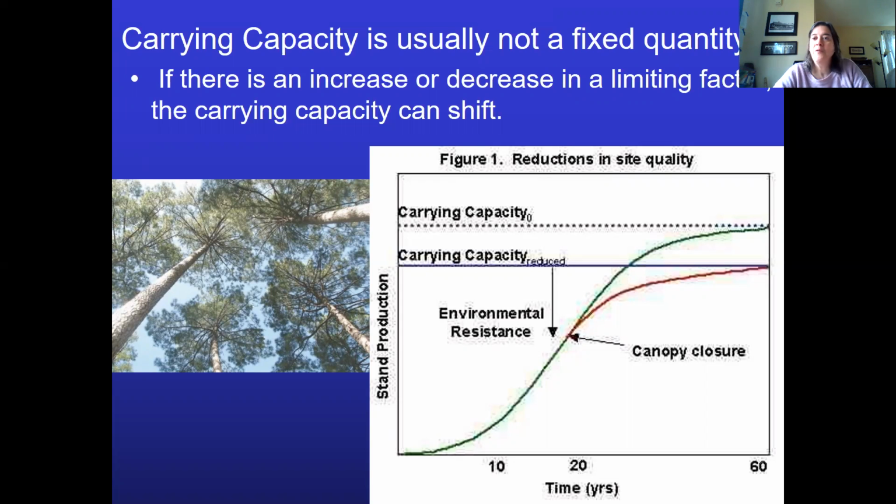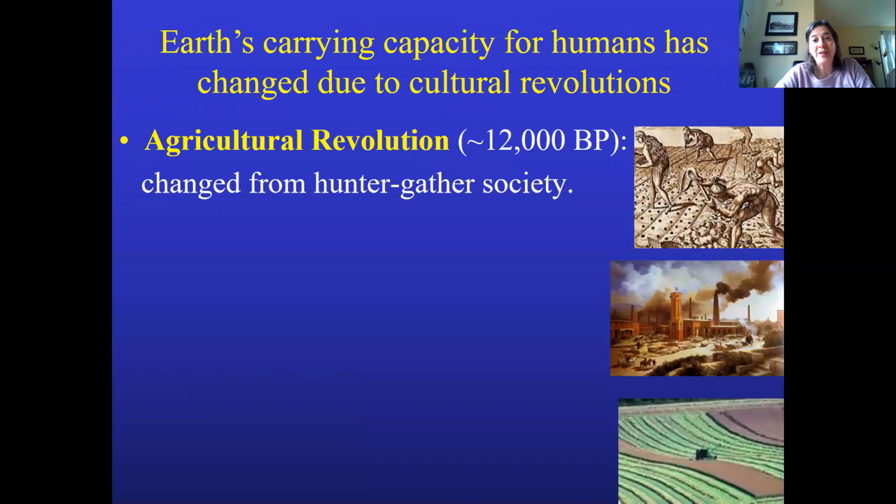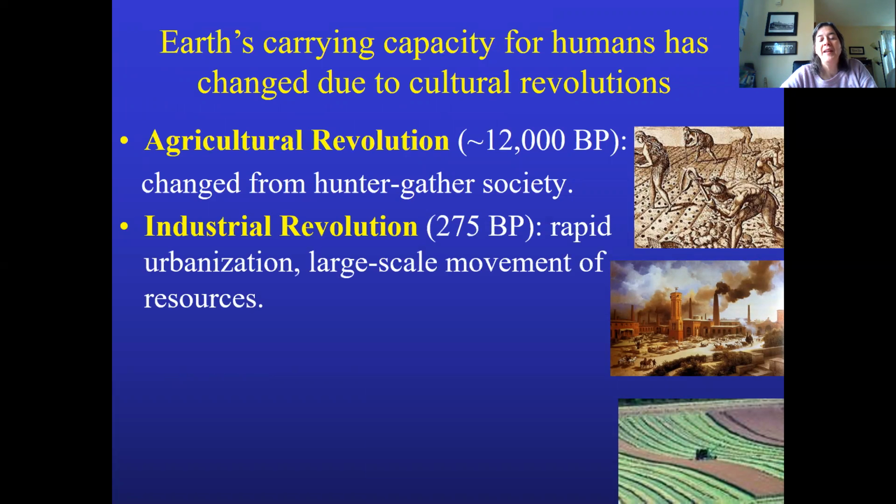So if we work our soils to the point where the soils give out, we might lower our carrying capacity. However, as a human species, we've tended to go the opposite direction. Okay, so Earth's carrying capacity, we've actually shifted upward several times. When first we went from a hunter-gatherer society to an agricultural society, we moved our carrying capacity.